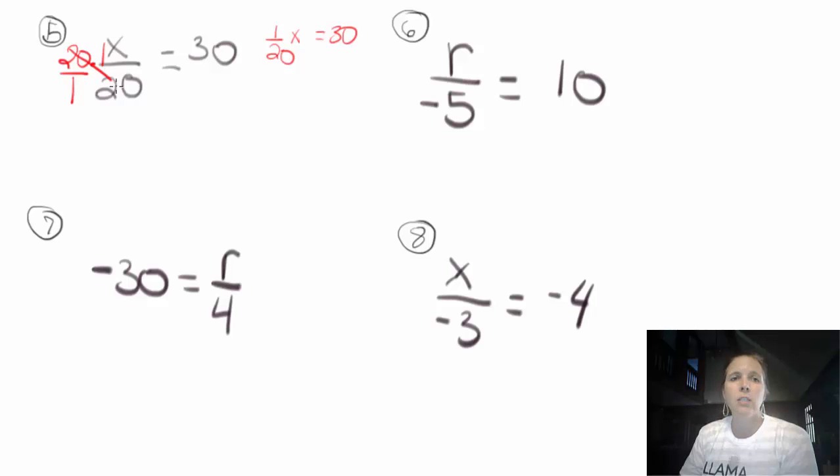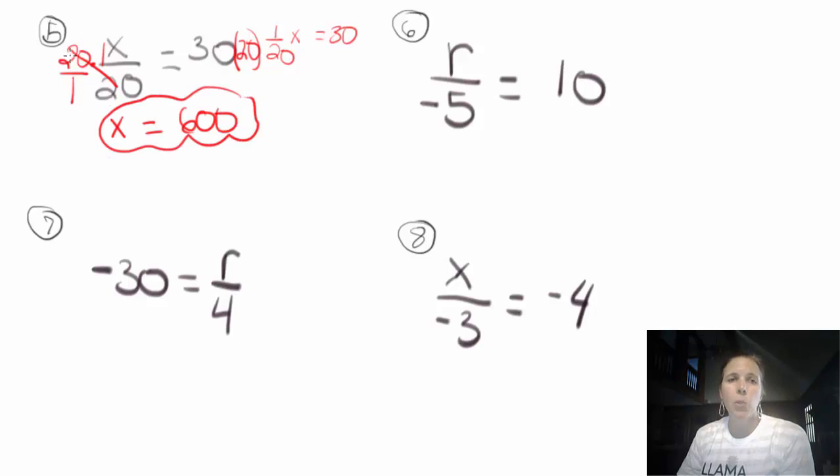Those are going to cancel, or if you want to multiply that out, you're going to end up with 20x over 20. Which is just x. But what you do to one side, you have to do to the other. So this side, I wrote too close. 30 times 20, okay, which is going to give you 600. Remember, what you do to one side, you have to do to the other. I multiply by 20 over here, I have to multiply by 20 over here.